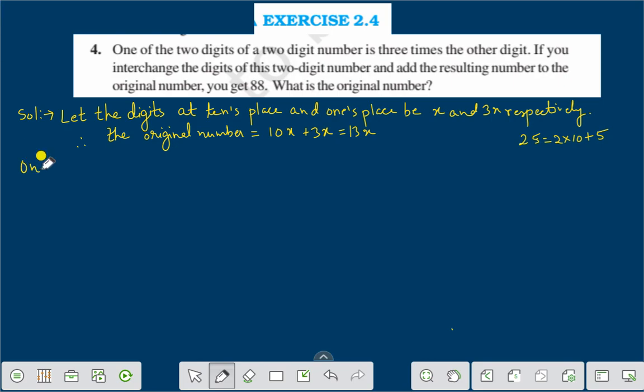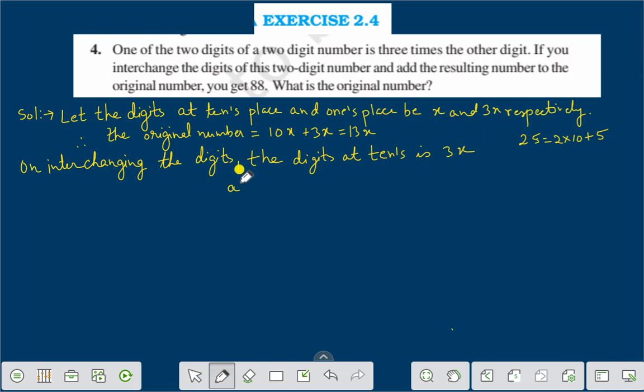On interchanging the digits, the digit at tens place is 3x and in ones place is x.